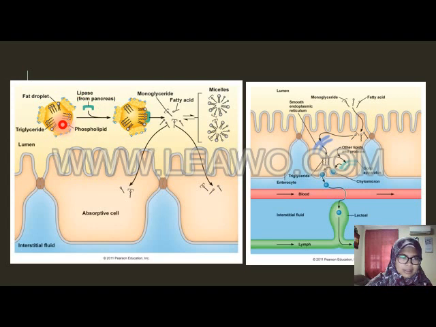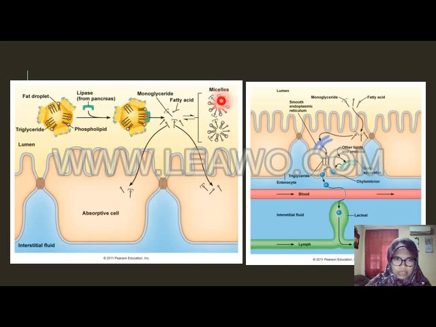So the bile salts will break the large fat droplets into small droplets, okay, and then they are further broken down by lipase to form monoglycerides and also fatty acids, and they bind together to form micelles.